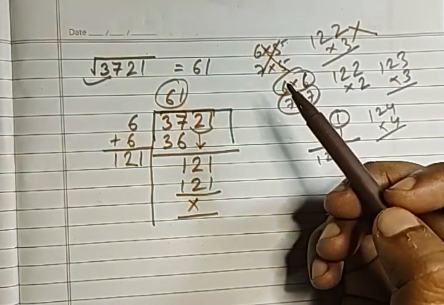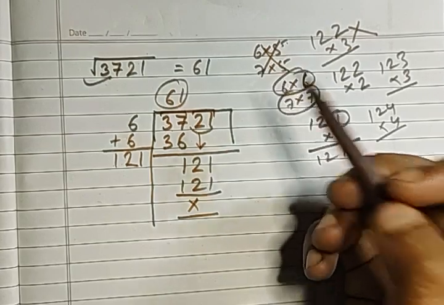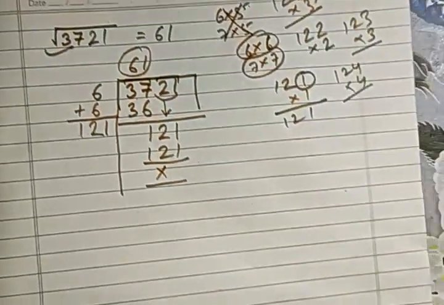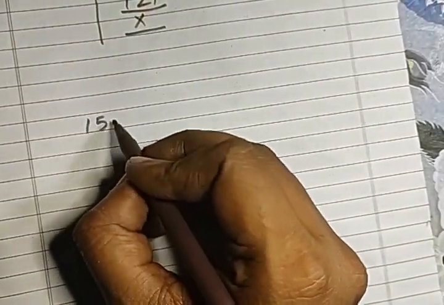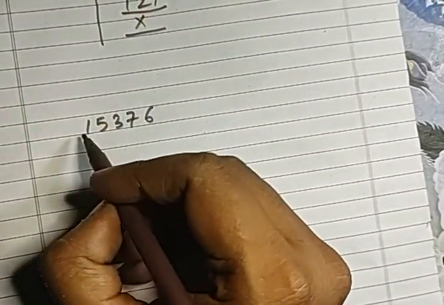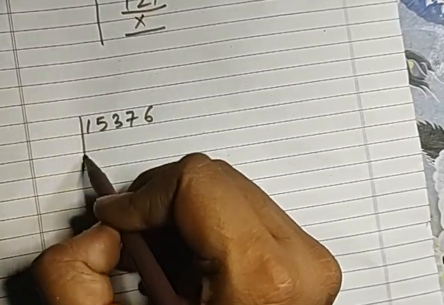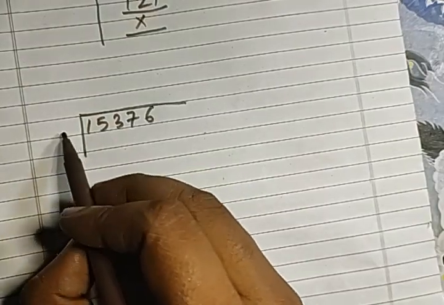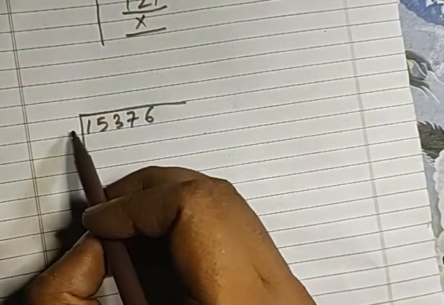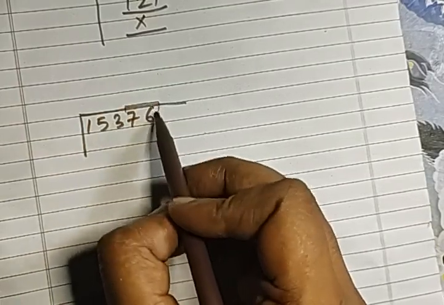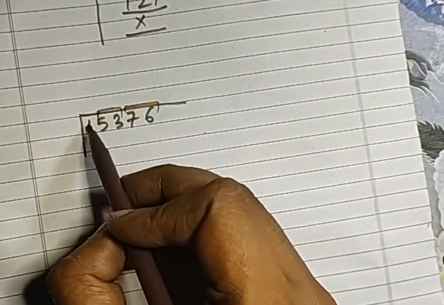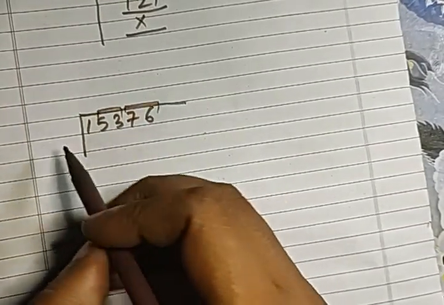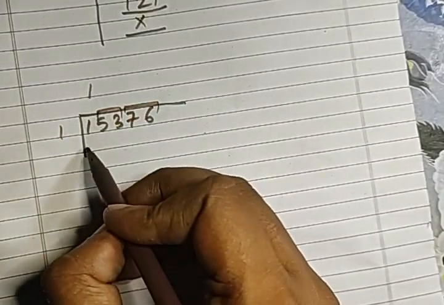Okay, let us see one more number. Suppose 15376. Let us take a number 15376. Let us find out the root of this. Okay, so let's see how we will do. That is, let's make pairs like this, and this is single, so let it be single. Okay, so 1 ones are 1.